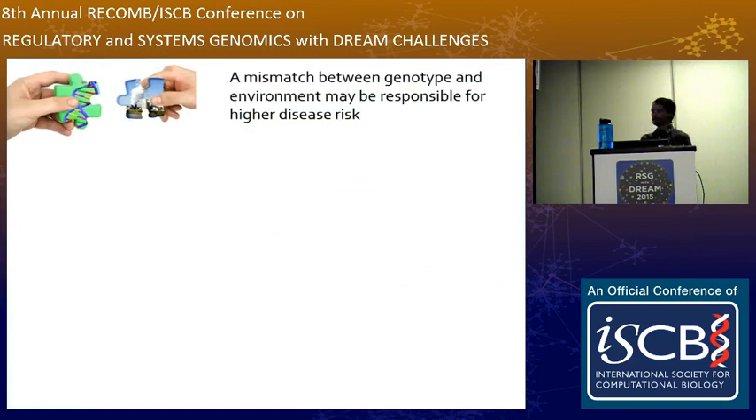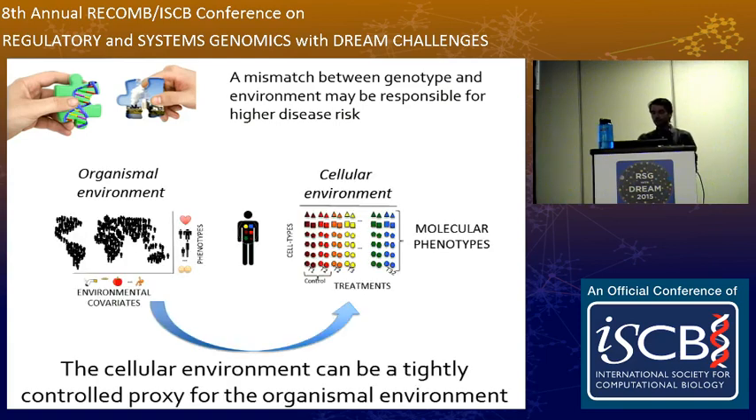So if we consider disease traits, we know that there's a mismatch that exists between the genotype and the environment that may be responsible for a higher disease risk. Studying gene-environment interactions at the organismal level, though, can be fairly complicated, and it presents a lot of challenges, such as environmental covariates that tend to be very complex and can be hard to measure and control for.